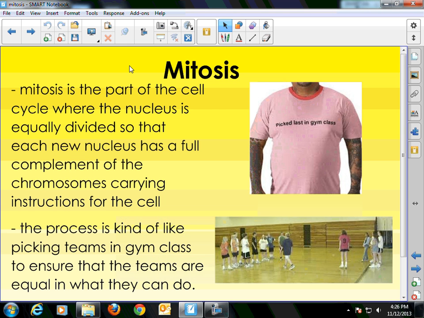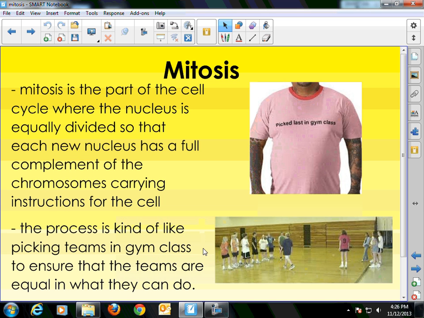Starting off, the first thing about mitosis that you should know is that it's a lot like picking teams in gym class. If you look at the picture on the bottom here, you notice kids are lined up and they're sorting into different teams. Mitosis is the same way, except it's with the nucleus and its contents, particularly the pieces of DNA that are selected to go to different cells. The idea is that you're going to equally divide that nucleus up into each of the new cells, and that way the cells will be identical and equal.